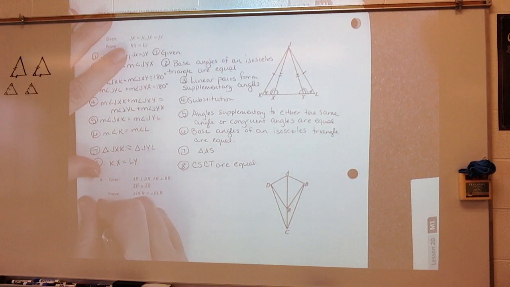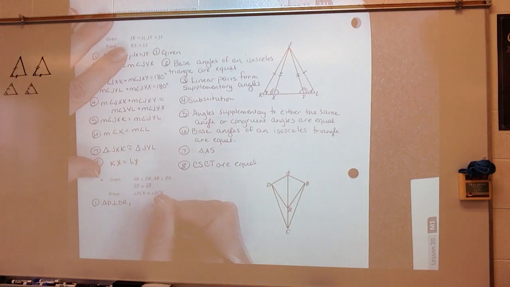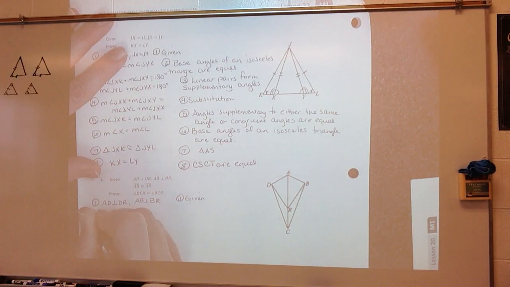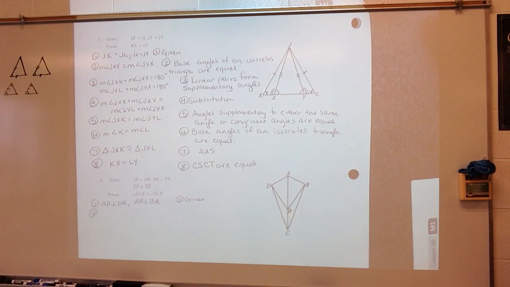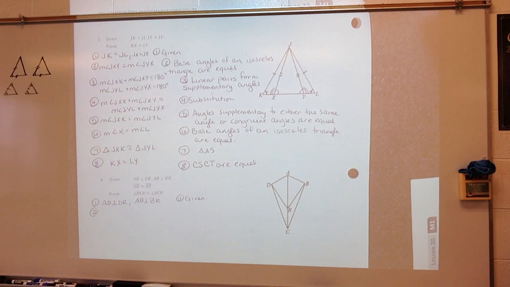We're going to look at AD is perpendicular to DR, and AB is perpendicular to BR. That is given information. Since we talk about perpendicular angles, what do we know about that? That means that we have right angles. So that means that I have right triangles. We're going to skip listing a bunch of steps that we don't really need. We have now come to the point that we know what a right angle means.